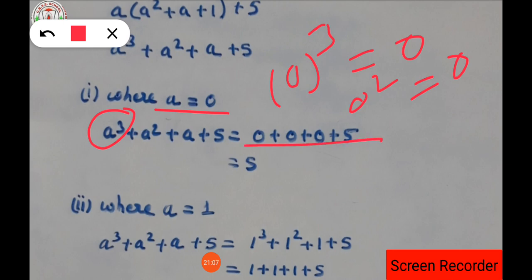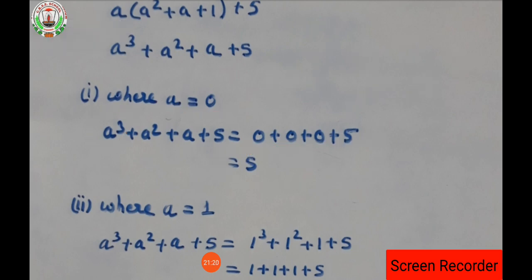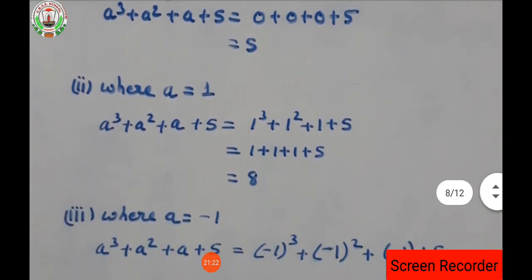If in place of plus there was a multiplication sign, it would be 0. But since here there is an addition sign, the answer will come as 5. Clear? Then in the second part we have to keep a equals 1.